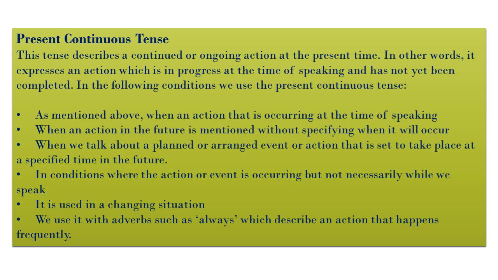Next, when we talk about a planned or arranged event or action that is said to take place at a specified time in the future. Now the action is planned, the event is planned, that will happen in the future at the specified time. In those cases, we should use present continuous tense.